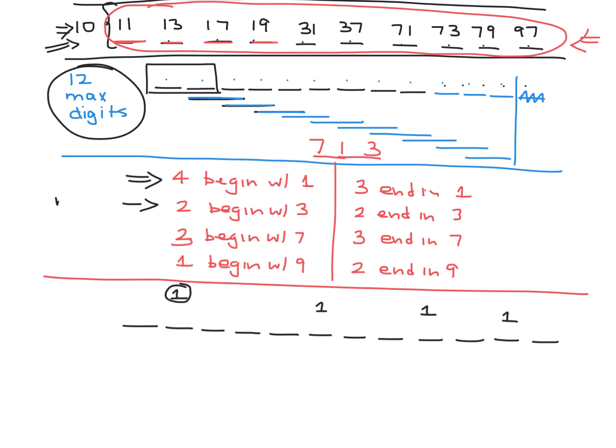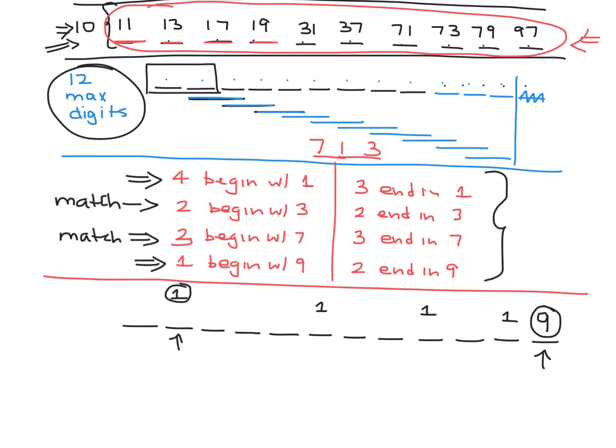These match perfectly. 2 begin with 3, and 2 end in 3. These also match perfectly. 3 begin with 7, and 3 end in 7. This one is a mismatch, though. 1 begins with 9, and 2 end in 9. So that means there's 1 extra ending. So since there's 1 extra ending, that's got to go there. So this helps me figure out this position and this position. Okay, so we made a little bit more progress there.